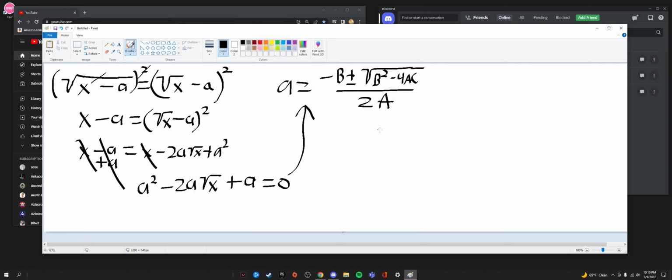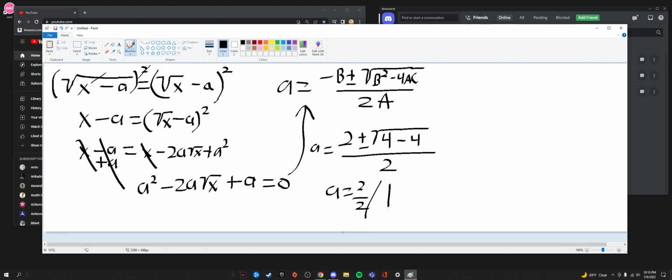So now we just plug in our coefficients. So negative B would be, well, negative 2 is our coefficient, but that's already negative, so we'd have positive 2. So a equals positive 2 plus minus the square root of negative 2 squared is just 4, minus 4AC. So A in this case is 1, C is also 1, so it'd just be 4 minus 4, all over 2A, which ultimately gets us 2. So now we can simplify this down. 4 minus 4 is 0, square root of 0 is 0, 2 over 2. So we get a is equal to 2 over 2, which of course just equals 1.